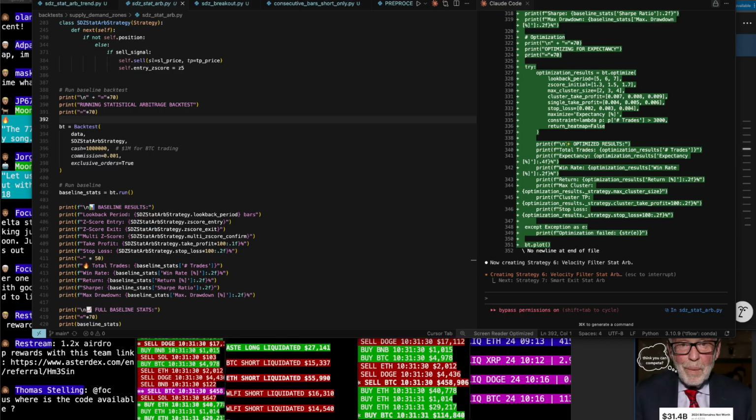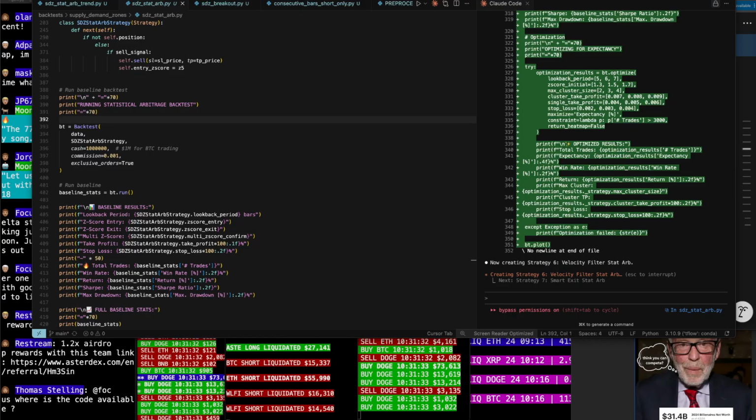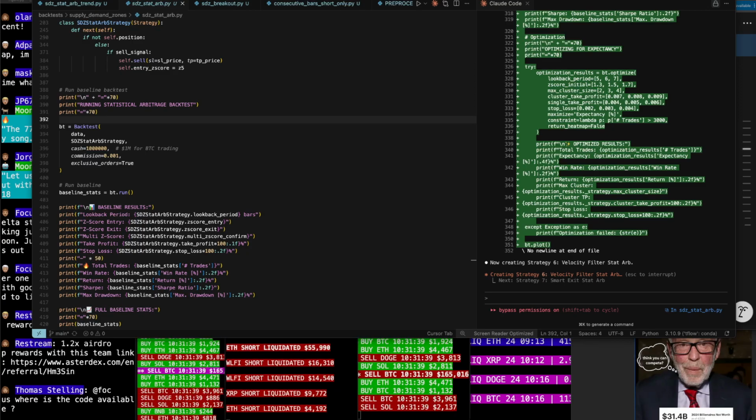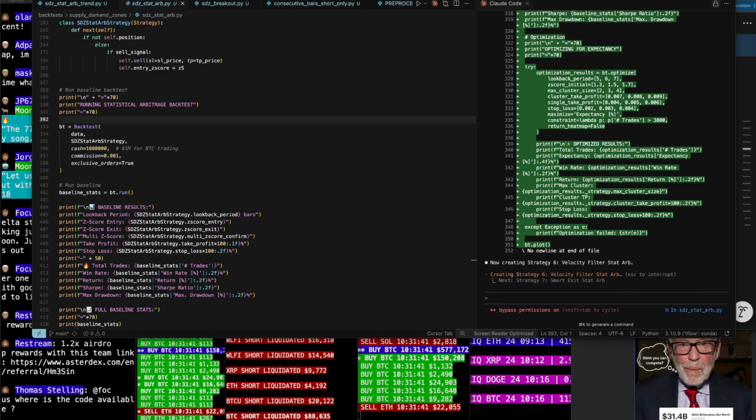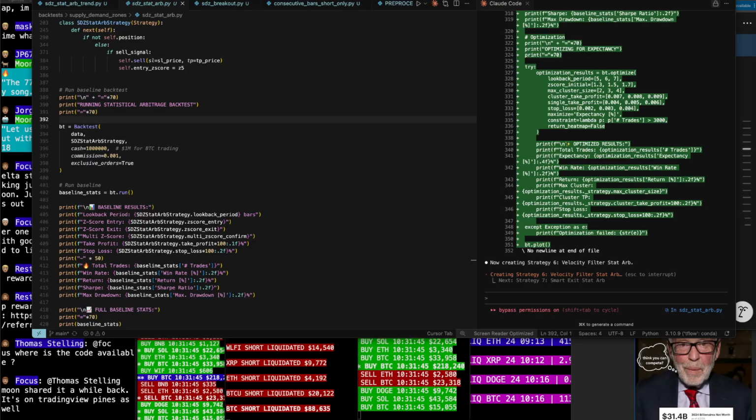That's it, fam. Focus on this till the day they drop. So now it's creating strategy number 6 here, velocity filter stat arb. And I'm gonna take a whiz.